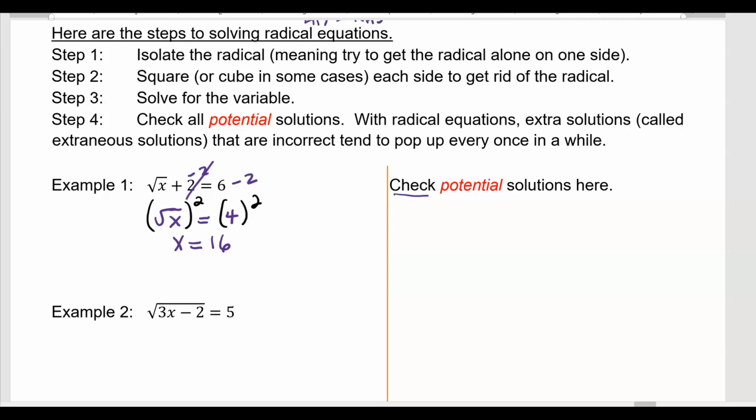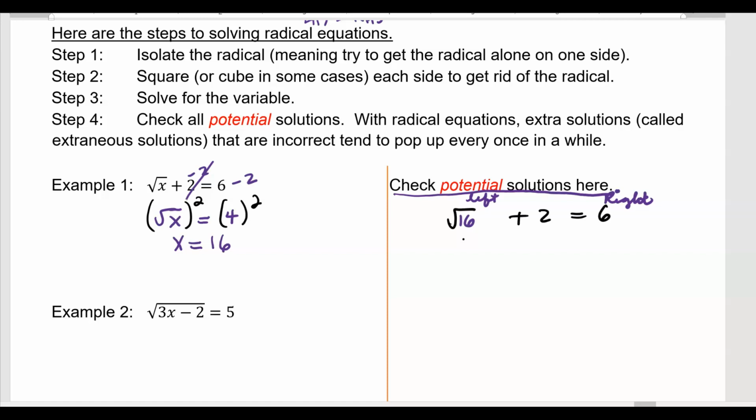Again, we have to check the potential solutions here. So we have originally the square root of x plus 2 equals 6. And we're saying that x equals 16. So we're going to replace x with 16, and then we're going to simplify the left side. Keep the left side on the left side when you're checking. This is the left side of the equal sign, and this is the right side of the equal sign. Just keep the left side on the left side. Don't try to move things to one side or the other.